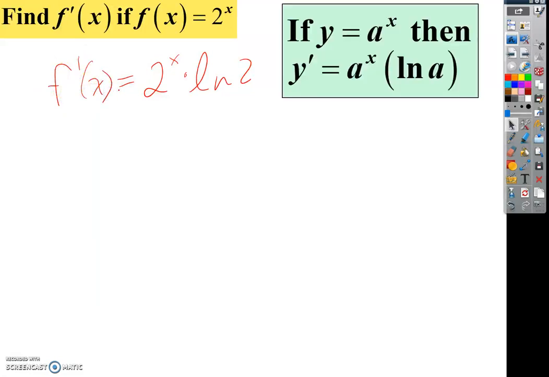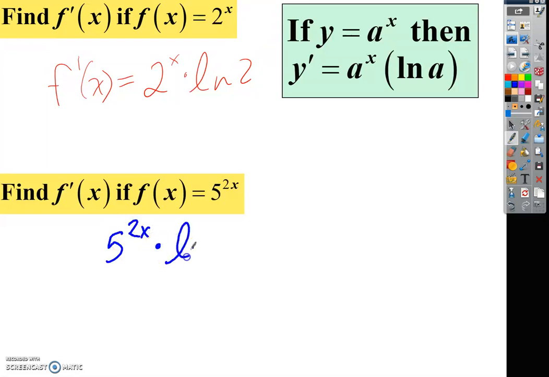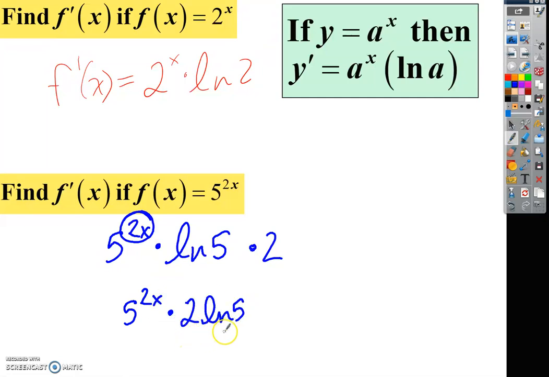Okay, and so now what about that one? So this one's a little bit trickier. We're going to take 5 to the 2x times the natural log of 5. That's our rule. And then we have to take the derivative of this, which is 2. So we end up with 5 to the 2x times 2 times the natural log of 5. This is just a number, and that's our derivative. Pretty straightforward, nothing tricky going on there.